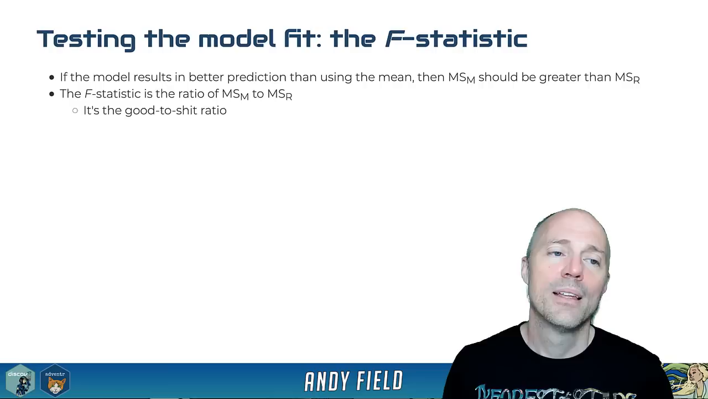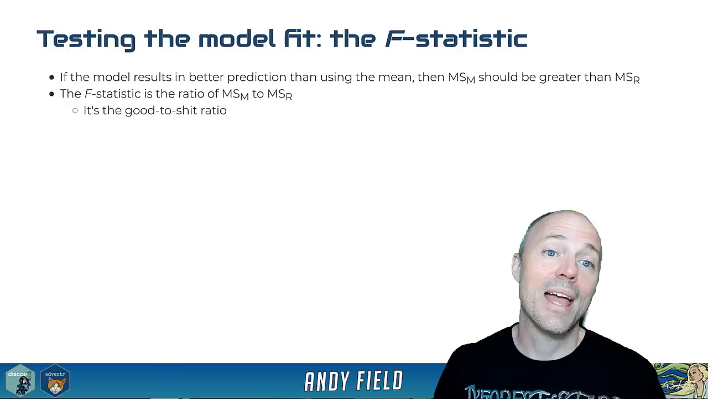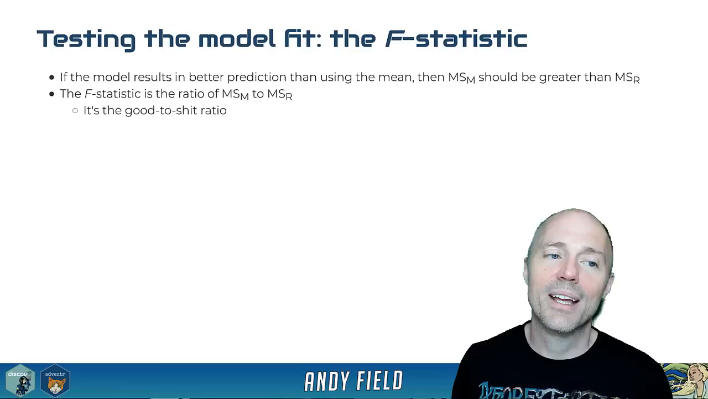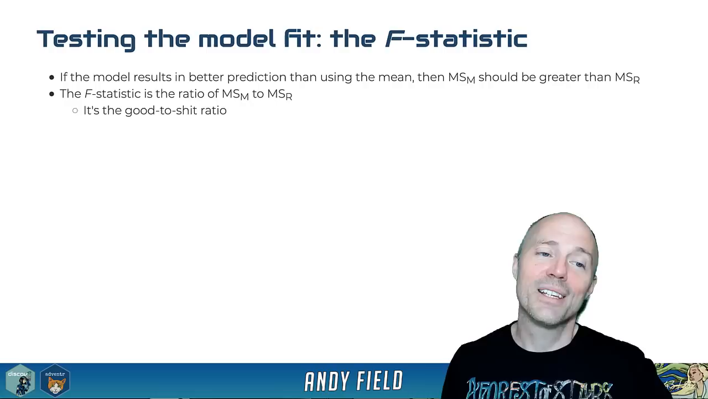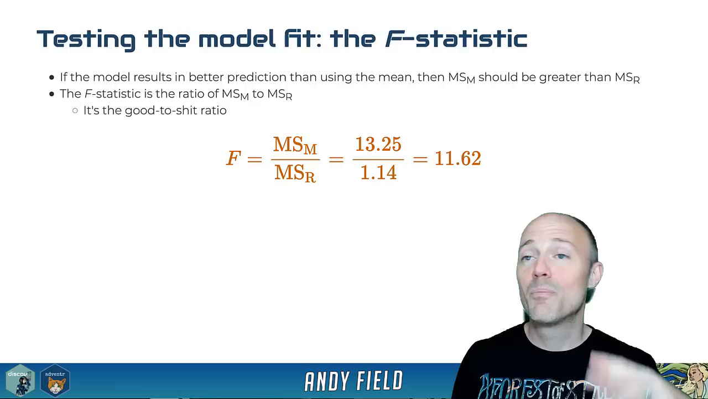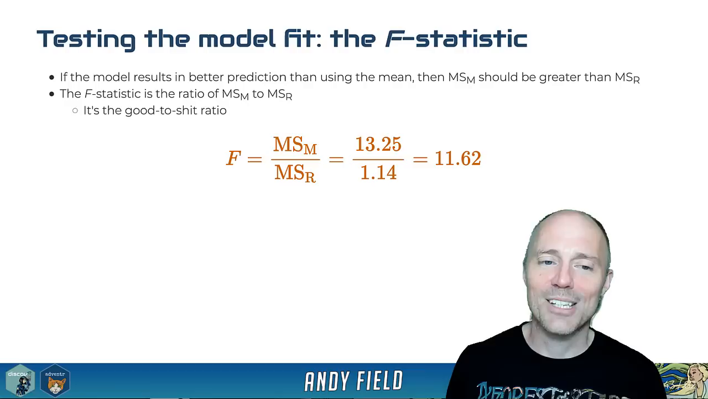So one way we can test model fit is by using these mean squares, and in particular something called an F-statistic. This is literally the ratio of the mean square for the model and the mean square residual. So it's kind of a good to bad ratio, basically. It's telling you how well the model fits compared to how badly it fits. So for these data, we've got these 2 values, and we get an F-statistic of 11.62. That's telling us how much better the model fits than it doesn't fit, so how good it is relative to how bad it is.